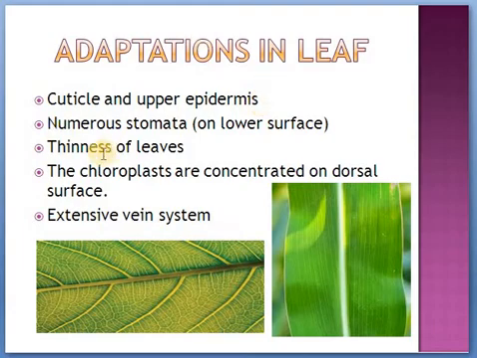And then the thinness of the leaf. To make a more photosynthetically efficient system, the leaf is very thin, so that diffusion is fast and good, and the distance between cells is also reduced. And then numerous stomata, especially on the lower surface, for easy and rapid exchange of gases. And then the chloroplasts are concentrated on the dorsal surface, because the dorsal surface receives more sunlight. In the palisade layer, chloroplast will be very high.